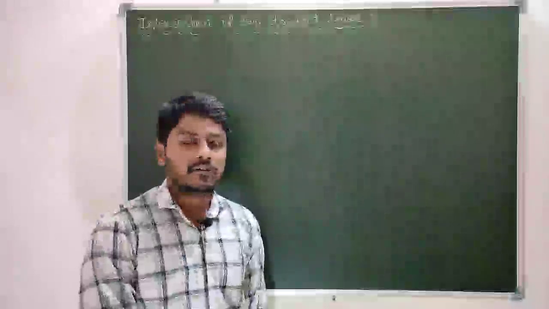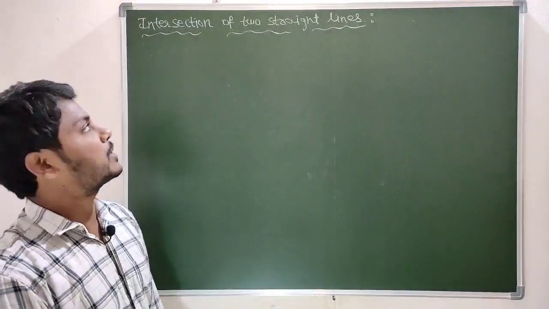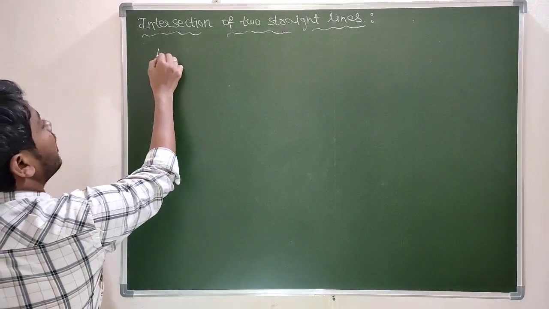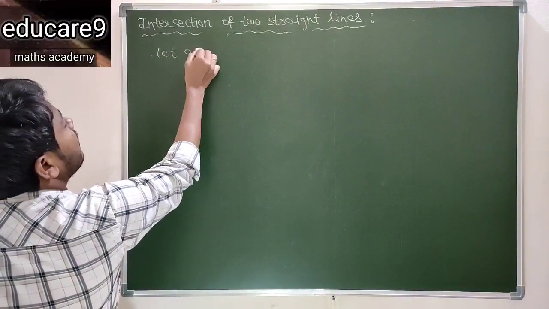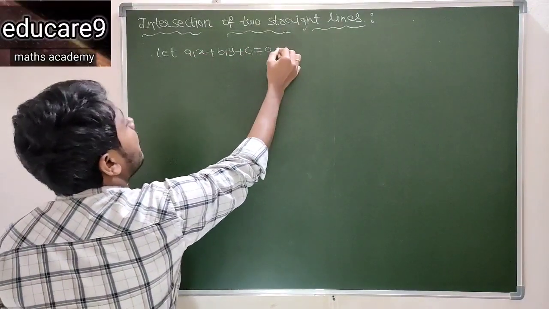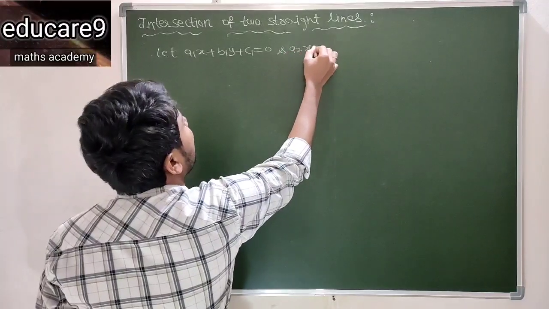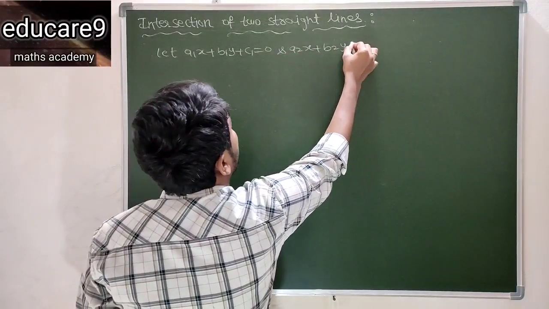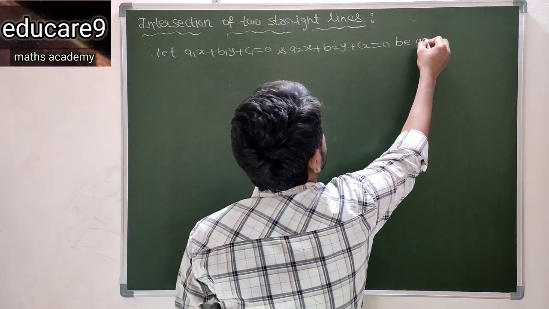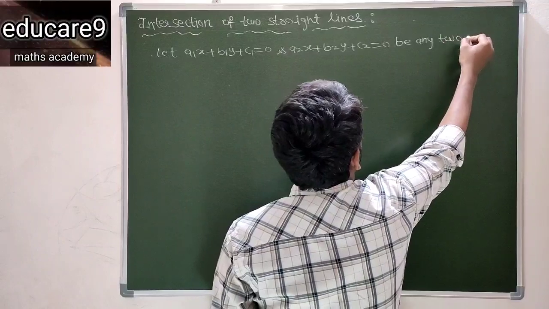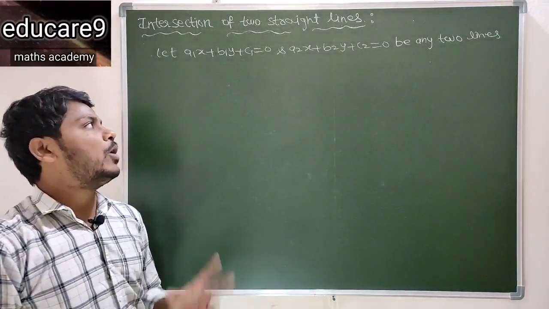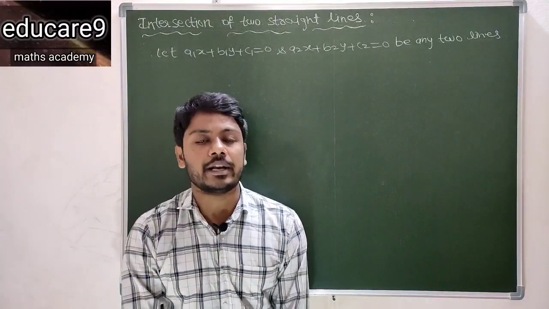Hello everyone. For this session, I will discuss a new concept: the intersection of two straight lines. Let a1x plus b1y plus c1 equals 0 and a2x plus b2y plus c2 equals 0 be any two lines. How do we find the point of intersection of two straight lines?